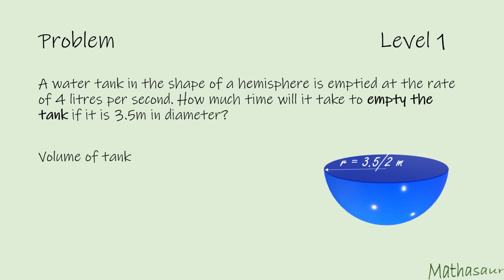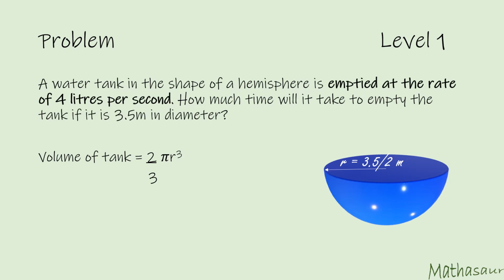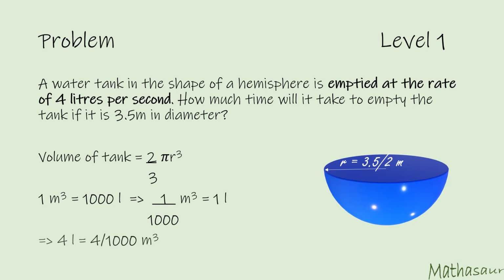Now we are going to empty the tank, which means we are dealing with the volume of this tank. Since the shape is a hemisphere, the volume of tank would be equal to volume of this hemisphere, which is 2 upon 3 times pi r cube. We are also given that it is being emptied at the rate of 4 liters per second. Let us convert liters into meter cube. We know that 1 meter cube is equal to 1000 liters. So 4 liters would be equal to 4 by 1000 meter cube.